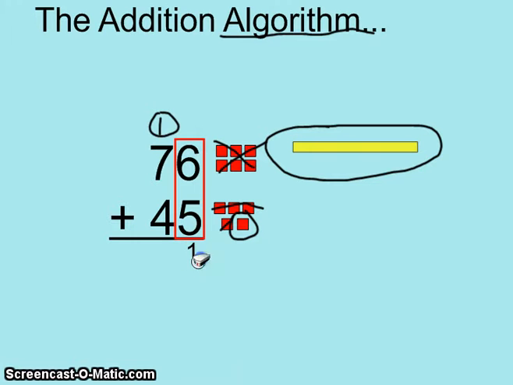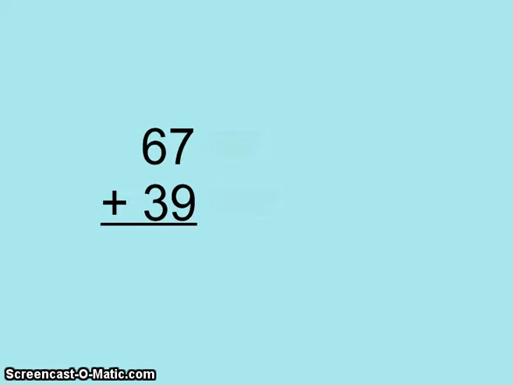Let me erase that for a minute. Now I can go ahead and add my tens. Remember, this isn't 1, it's 1 ten. This isn't 7, it's 7 tens. So 7 plus 4 is 11, plus 1 more is 12. And I have 121.